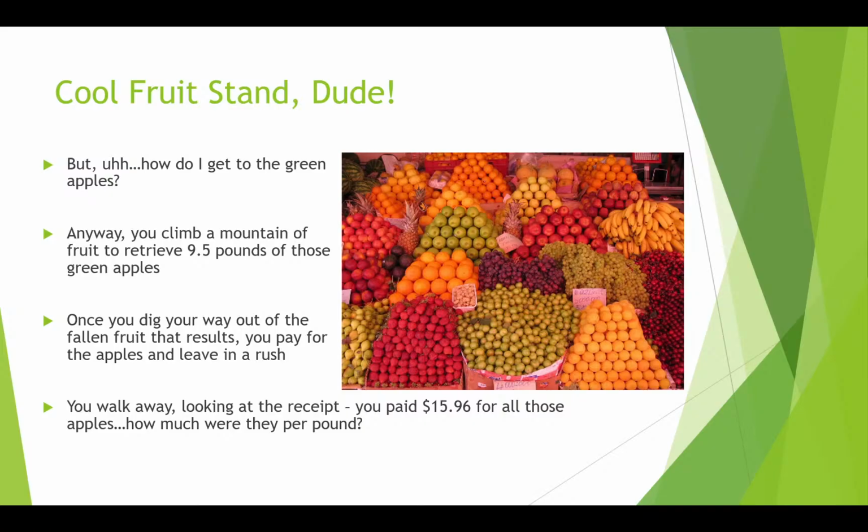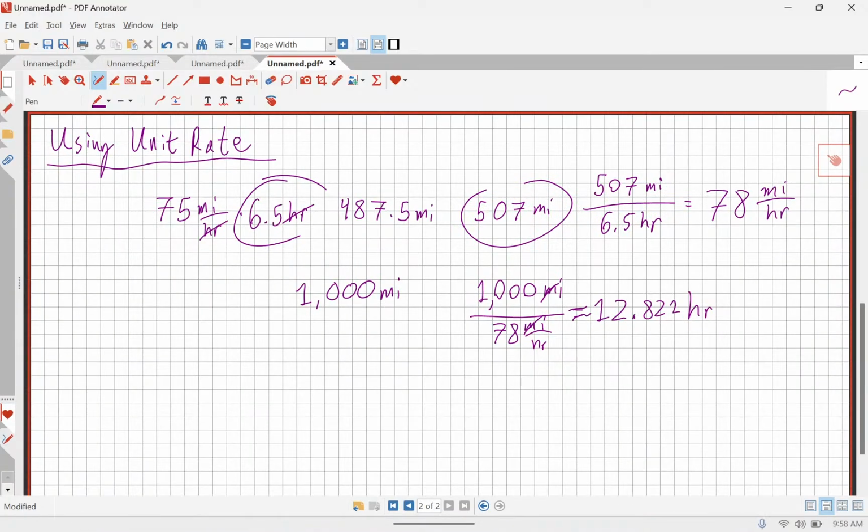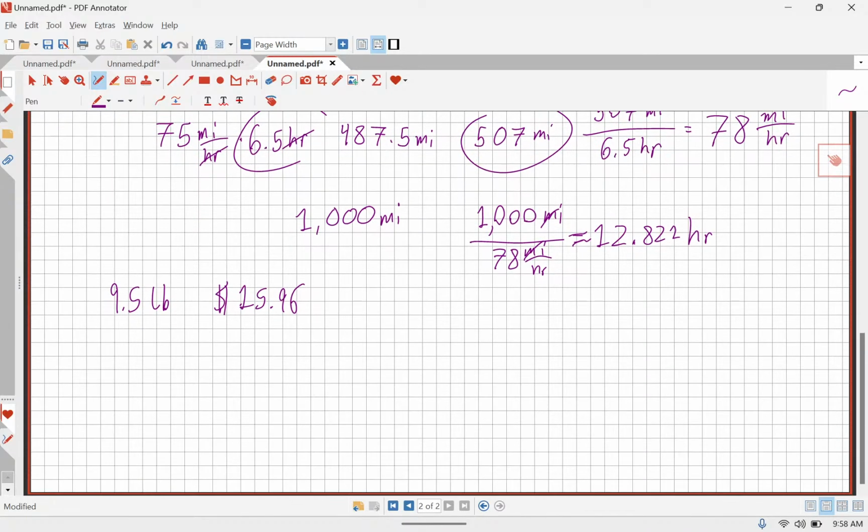Okay, those do look like monster strawberries. Those look real good. Those strawberries almost look like they're bigger than the bananas. All right. So it's 9.5 pounds of apple, and it's $15.96. Okay, can I get you in 5, 4, 3, 2, 1?